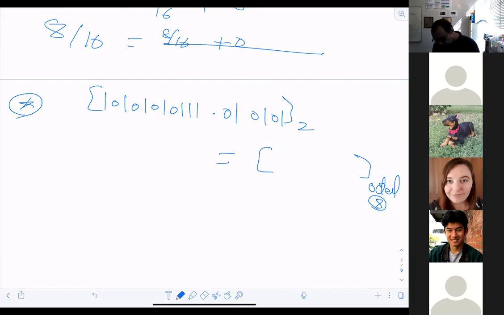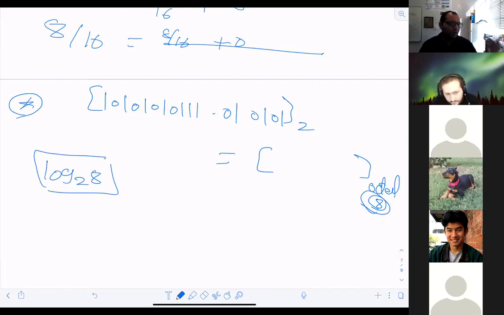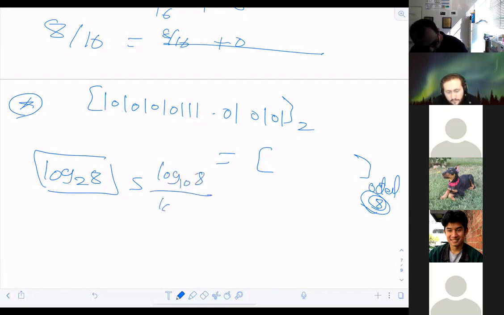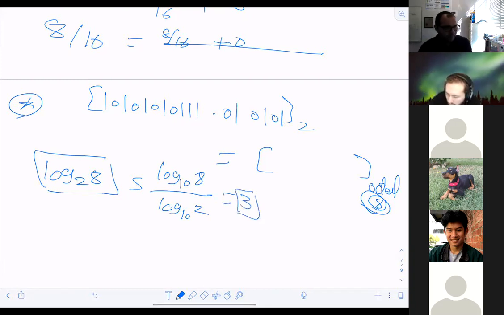So if you look at 8, log 2 of 8, what is the value? 3. Because it's actually log 10 of 8 divided by log 10 of 2, if you don't have log 2 in the calculator. So anyway, it's basically 3, as you said. So what does it mean? It means that 1 digit in octal can be represented in 3 digits in binary.